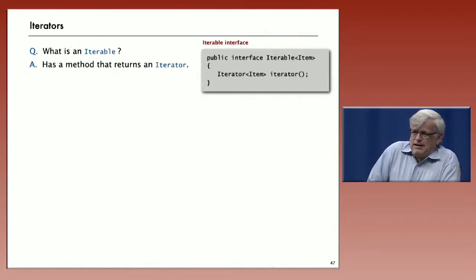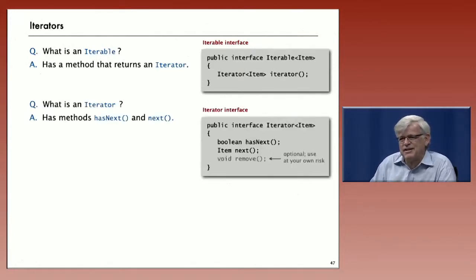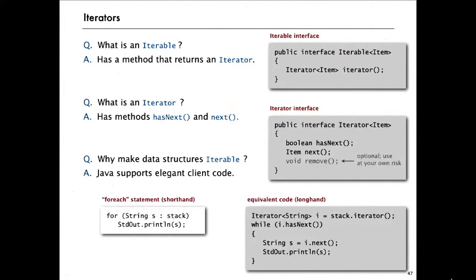So what's an iterable? In Java lingo, an iterable is a class that has a method that returns an iterator. And so what's an iterator? Well, an iterator is a class that has methods hasNext and next. Java also allows remove. We think that one is bad news, so we don't use it. It can lead to insidious debugging problems. So hasNext and next. And so to make a data structure iterable, we're going to implement those things. And it seems like a lot of baggage to carry around.